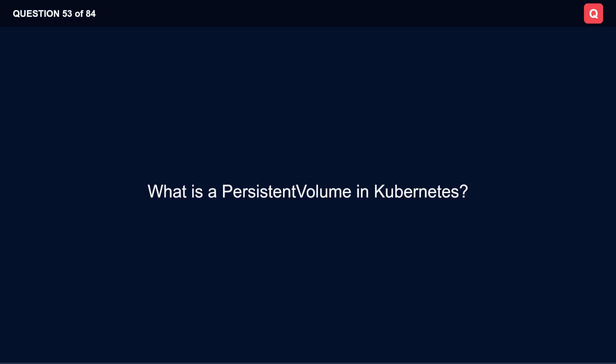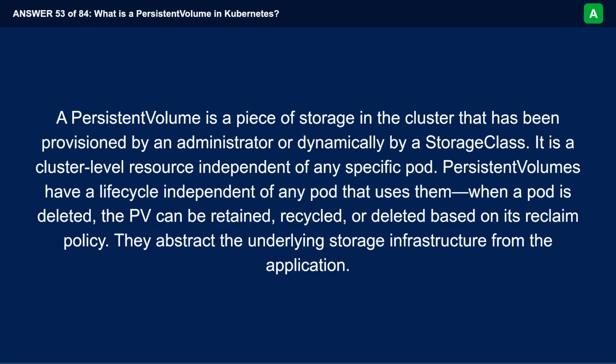What is a persistent volume in Kubernetes? A persistent volume is a piece of storage in the cluster that has been provisioned by an administrator or dynamically by a storage class. It is a cluster-level resource independent of any specific pod. Persistent volumes have a life cycle independent of any pod that uses them. When a pod is deleted, the PV can be retained, recycled, or deleted based on its reclaim policy. They abstract the underlying storage infrastructure from the application.